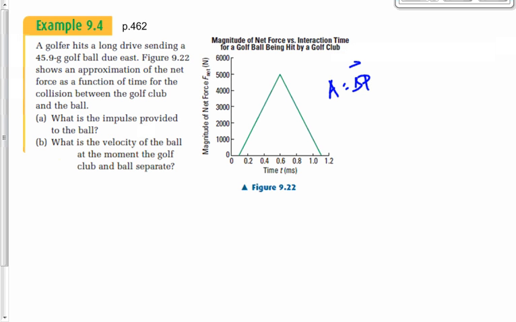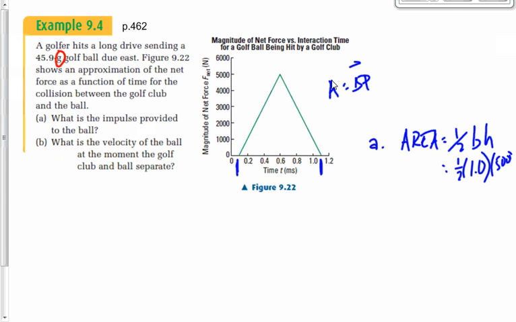A golfer hits a long drive, sending a 45.9 gram ball. Circle that gram because it's in non-standard units. Net force is a function of time. What's the impulse provided to the ball? What's the velocity of the ball the moment the ball and the golf club have separated? To find impulse, I'm just going to do the area. Since it's a triangle, we're just going to say 1/2 base times height. The base here goes from 0.1 to 1.1, so the base is going to be 1.0, 1.1 minus 0.1. And the height is 5,000.